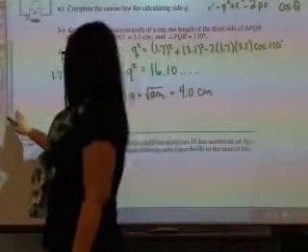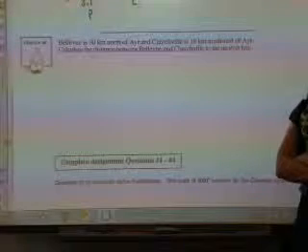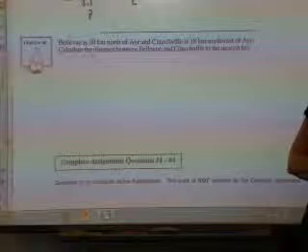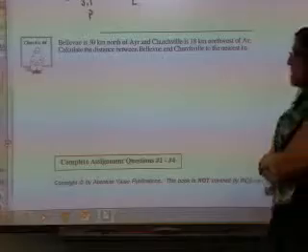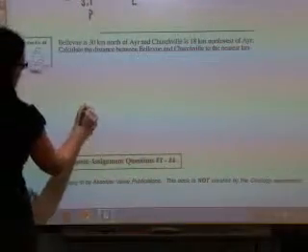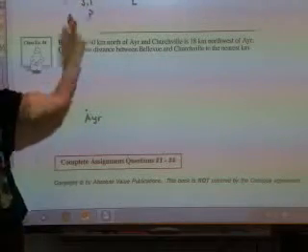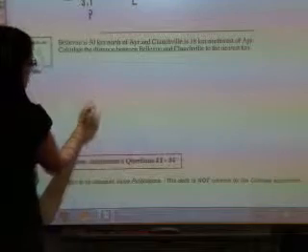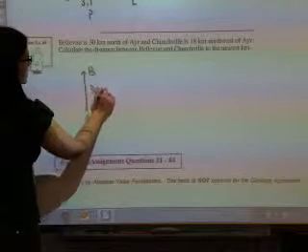Okay. Take a look at class example number 4. Bellevue is 30 kilometers north of Ayr, and Churchville is 18 kilometers northwest of Ayr. Calculate the distance between the two, Bellevue and Churchville, to the nearest kilometer. So everything is given in proximity to Ayr, and north and northwest. So I'm going to put Ayr down here because I know I have to go north, and we're going to assume on our page that north means going up. So if north means going up, to get to Bellevue, that's 30 kilometers.